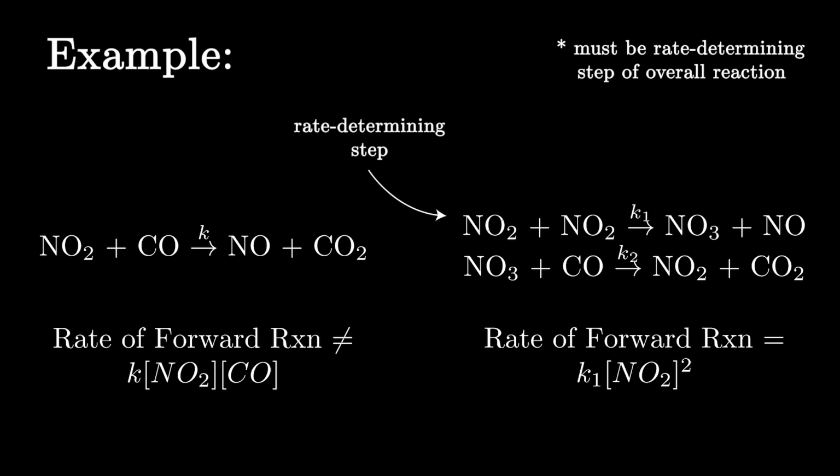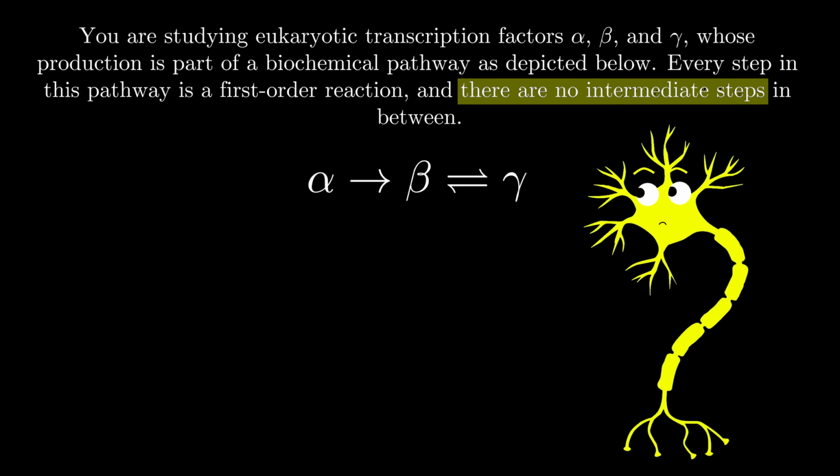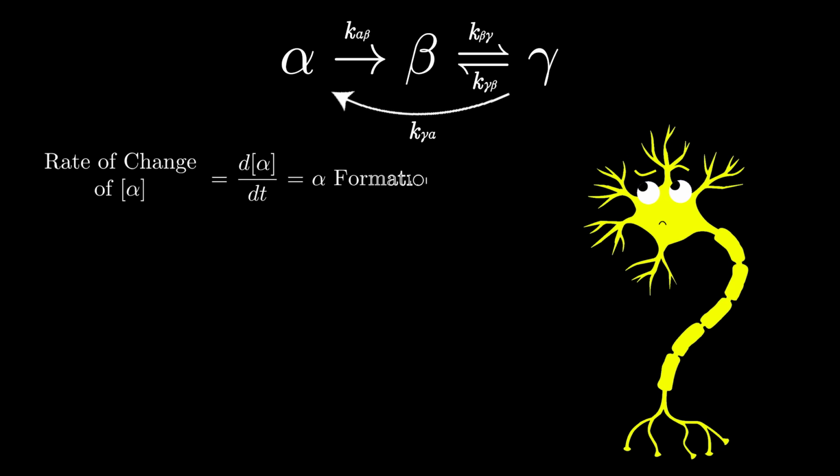In our question, we are explicitly told that there are no intermediate steps, so by definition, every reaction in this pathway is a rate determining step, so we are allowed to write rate laws from the concentrations and rate constants. So now, let's try writing the rate laws for the formation of transcription factors alpha, beta, and gamma. If you're familiar with differential equations, then you know that we can write the rate at which the concentration of alpha changes over time as d alpha dt. Thus, we can write d alpha dt equals the rate of alpha formation minus the rate of alpha loss.